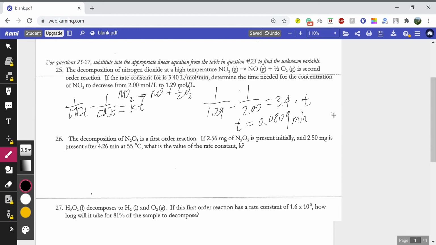The decomposition of N2O5 is a first order reaction. Okay, now we know it's a first order reaction, and for a first order reaction we use the formula ln of the concentration of A over time minus ln of A initial equals negative kt. Here it said initial is 2.56 milligrams, and then 2.50 milligrams after a certain amount of time. So our A of t will be 2.50 mg, and the time is 4.26 minutes.